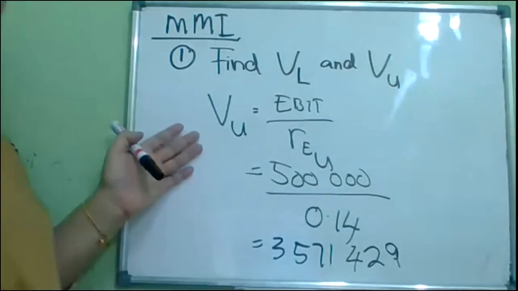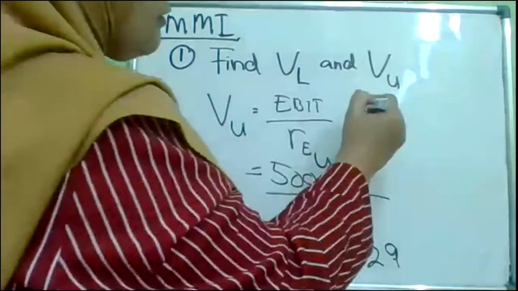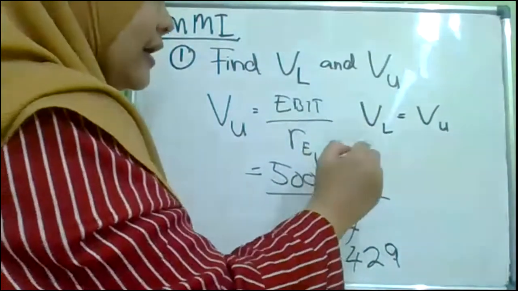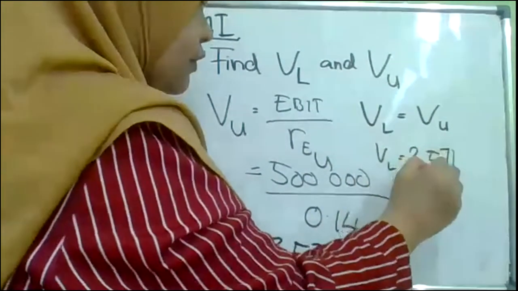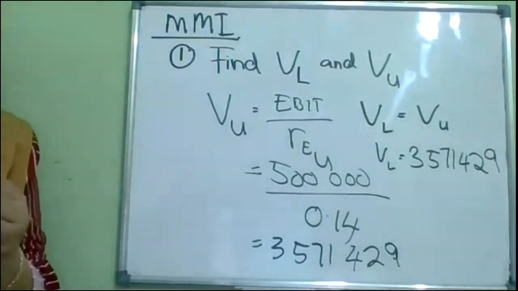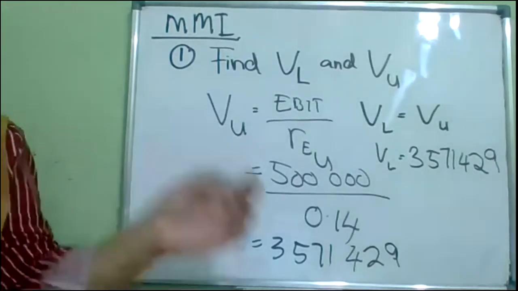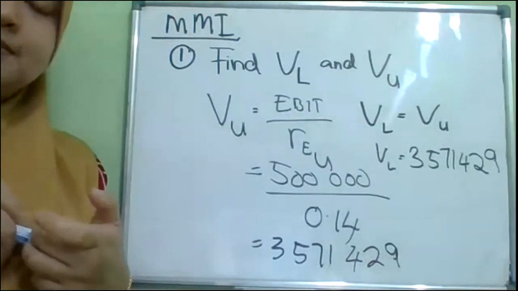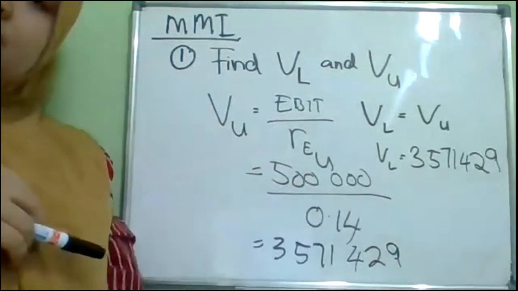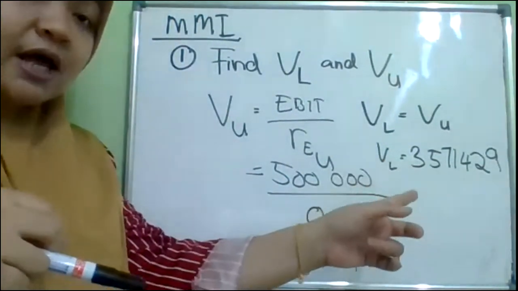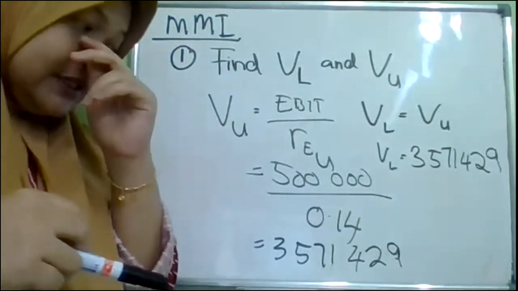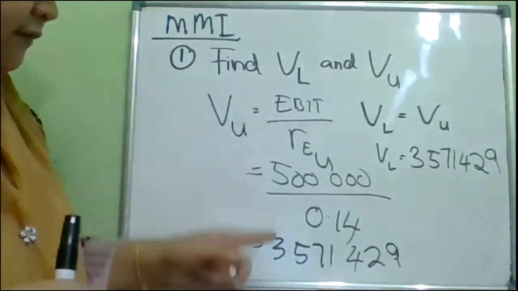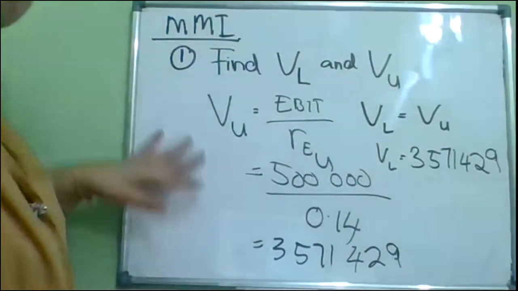In proposition 1, value of levered firm equal to value of unlevered firm. Therefore, the value of the levered firm also equal to 3,571,429. So this is the first step: you have to find the value of the levered firm and also the unlevered firm. Once you know the value of the unlevered firm, it's settled, but you still have to show how much is the value of the levered firm. It's a bit more work, but you want to show that the values of the levered firm and unlevered firm are the same.